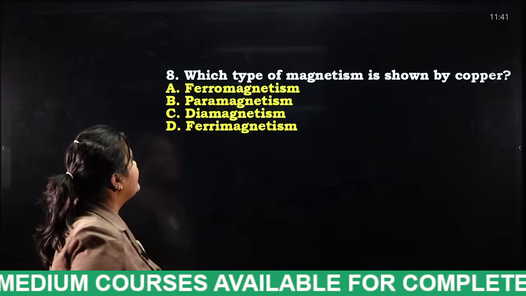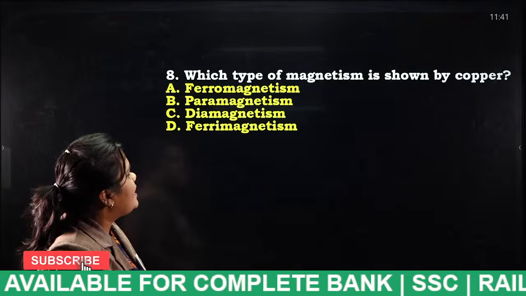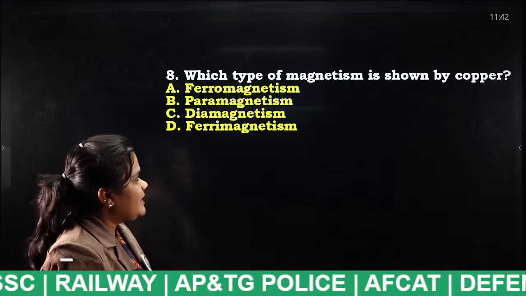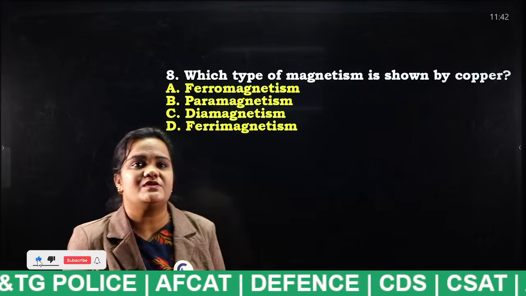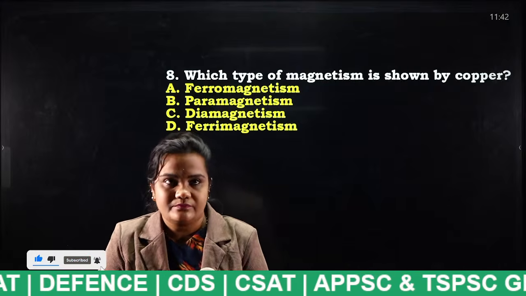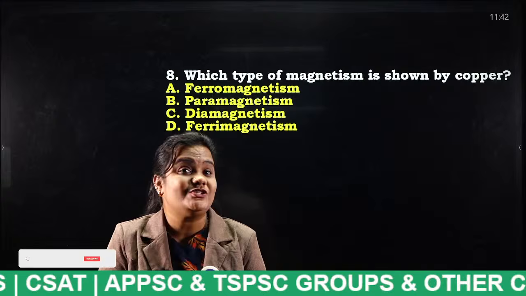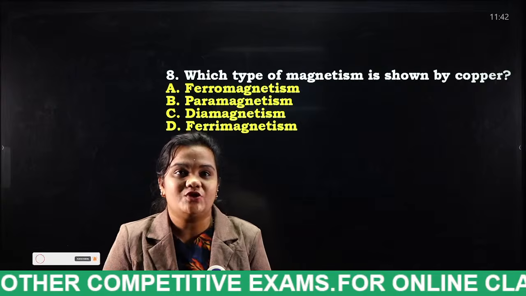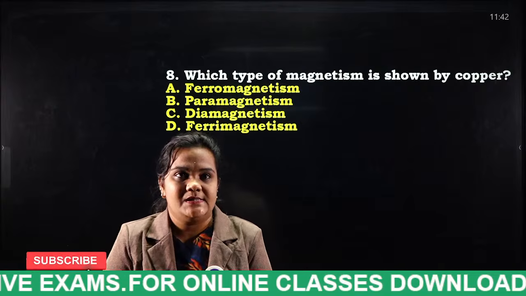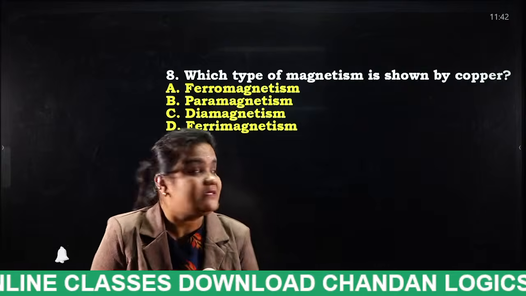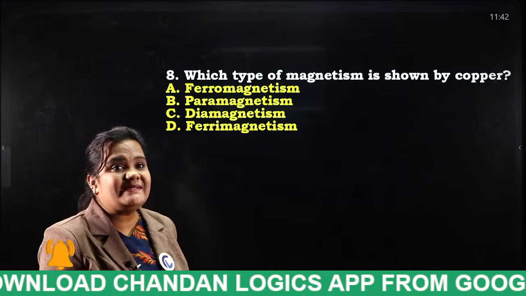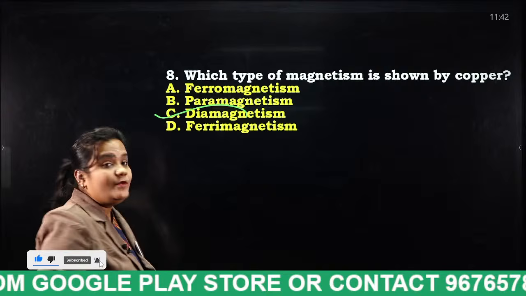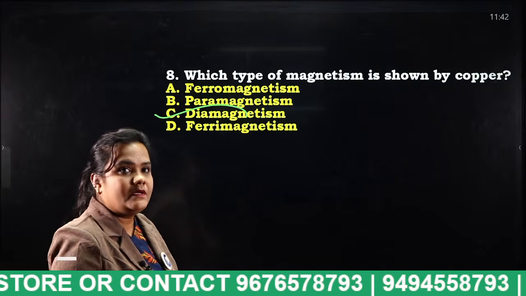Very good. Iron. Which type of magnetism is shown by copper? Ferromagnetism, paramagnetism, diamagnetism, or ferrimagnetism? What is the answer, students? Very good. Aluminium is not a ferromagnetic material. Copper has diamagnetism. Aluminium has paramagnetism.